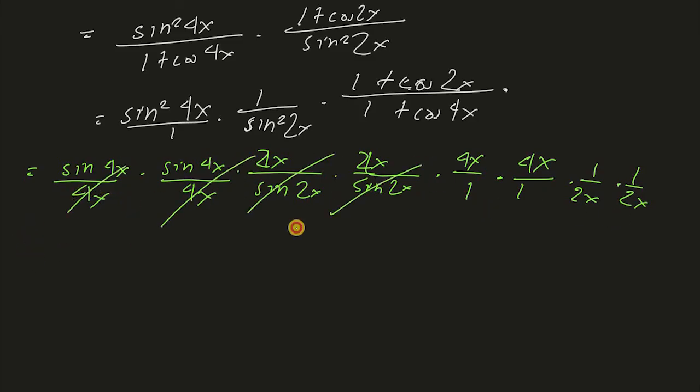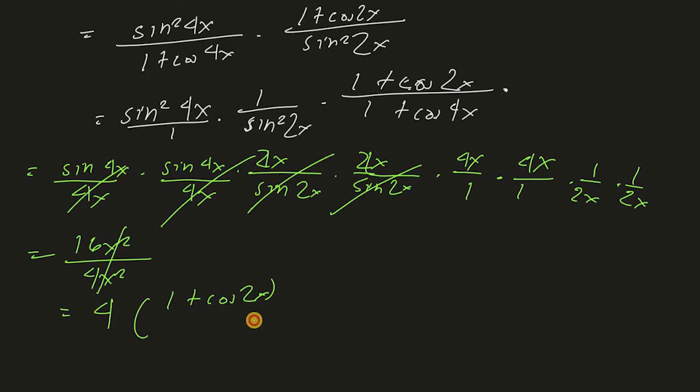Ngayon, I have these terms. So, 4x times 4x is 16x squared. Ito naman, 2x times 2x is 4x squared. I can cancel the x squareds already. So, that's 16 over 4. That's equal to 4. Huwag natin kalimutan na meron pa to, guys. So, we have 1 plus cosine 2x over 1 plus cosine 4x.